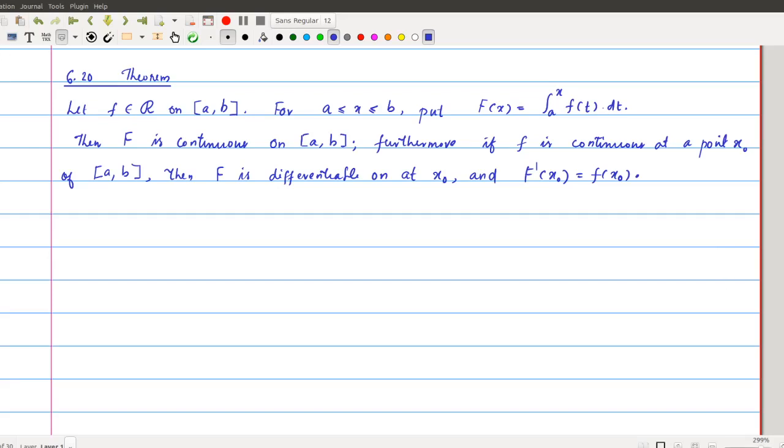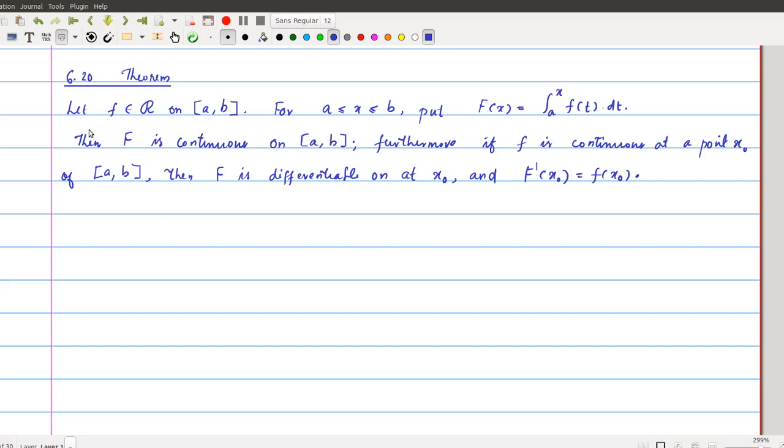Hi all, today we discuss 6.20. This is a theorem. This is a connection between integration and differentiation. A famous theorem connecting integration and differentiation is the fundamental theorem of calculus. So that is connected with this Riemann integrability. So we proved this theorem after this theorem 6.20.